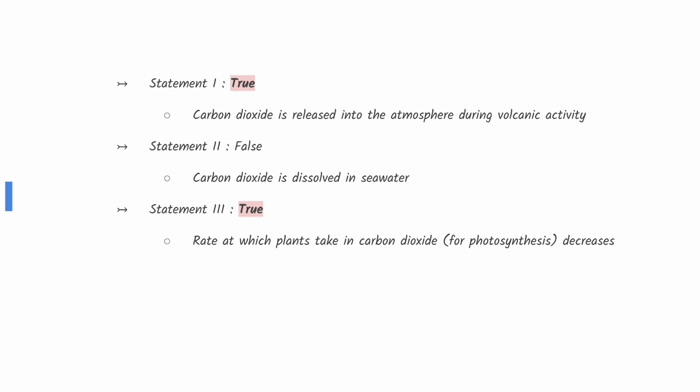Statement 1 is true. Carbon dioxide is released into the atmosphere during volcanic activity. Statement 2 is false. Carbon dioxide is dissolved in seawater. Increasing the solubility decreases the rate of global warming. And lastly, statement 3 is true. The rate at which plants take in carbon dioxide for photosynthesis decreases as the trees are cut down.